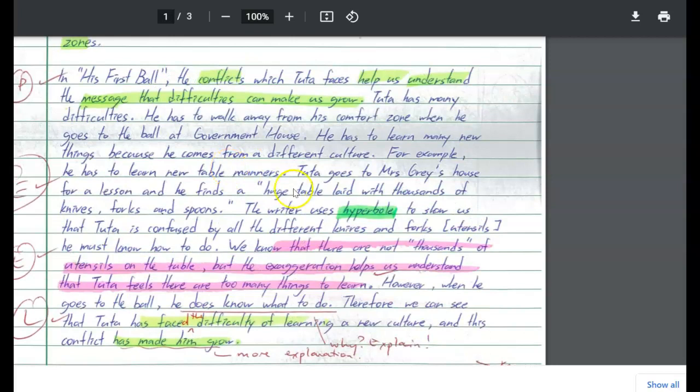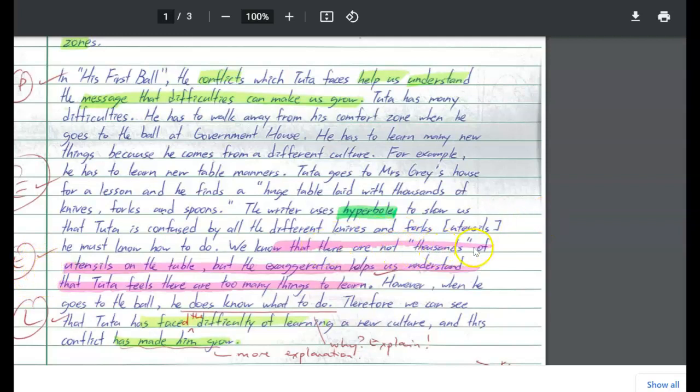Okay, he also uses language features well. So he puts his hyperbole in here. This is the one where the writer uses hyperbole to show us that Tuta is confused by all the different knives and forks, utensils he must know how to use. And then he explains that. This is the analysis section. I didn't actually mark it as A, but that would be A.